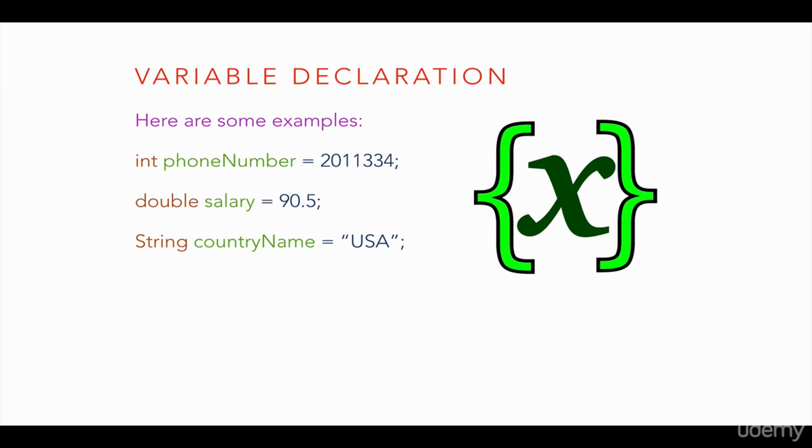Okay, int phoneNumber, and then I am assigning a number to it, and the second variable is double salary. As you can see, I am assigning a fractional value to my variable because its data type is double. Okay, for a string, countryName, I am first writing quotes, and in between the quotes I am writing my country name, for example, USA, United States of America.